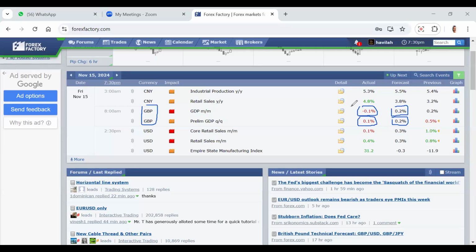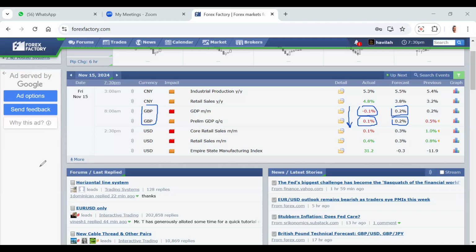Now, when you have two events and both of them are red like this, it means the market will sell more. That's what it means. If it is one, it's good, it will sell. But if it is two, it means the volatility will be stronger. It will go more in a sell direction.